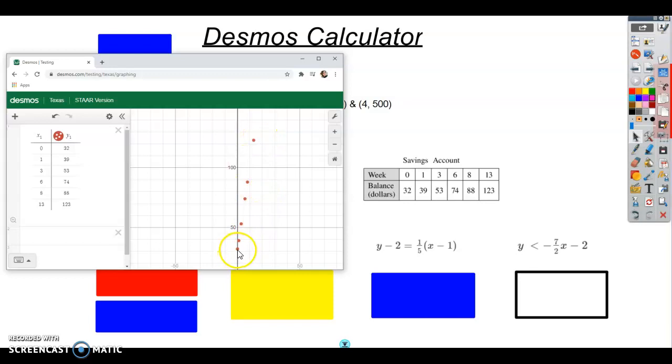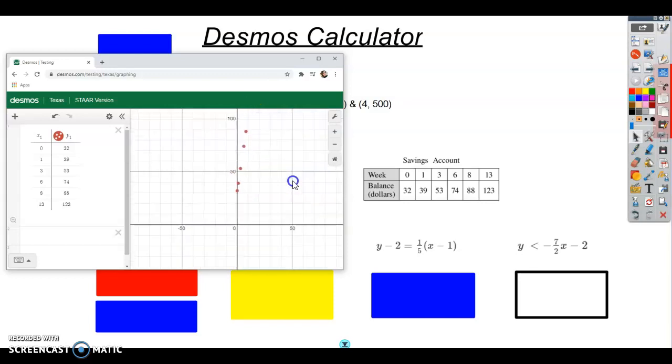They can also ask you what's the y-intercept. So the y-intercept is the one that crosses on the y-axis, right? So that would be that one, and it tells you that it's 0, 32. So that would be your y-intercept. That's the starting point, what they started with.